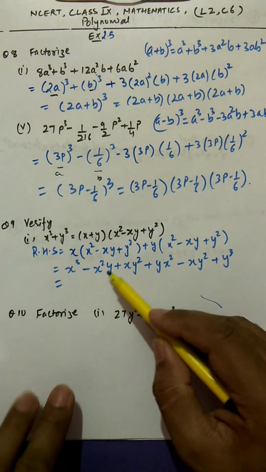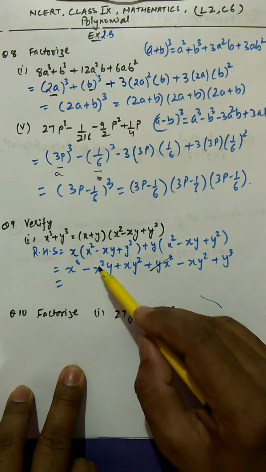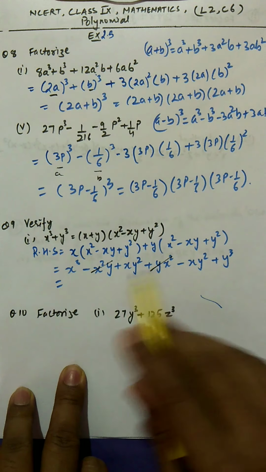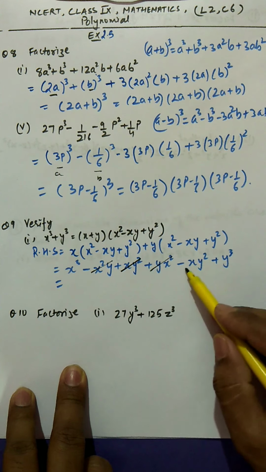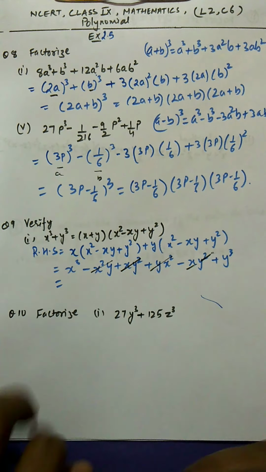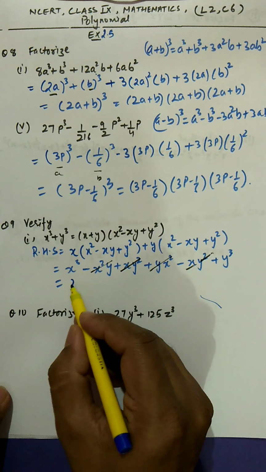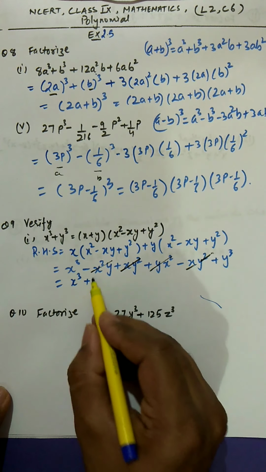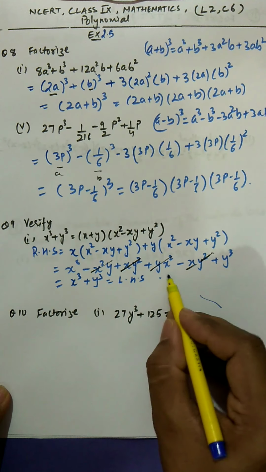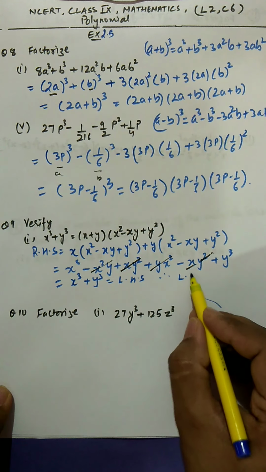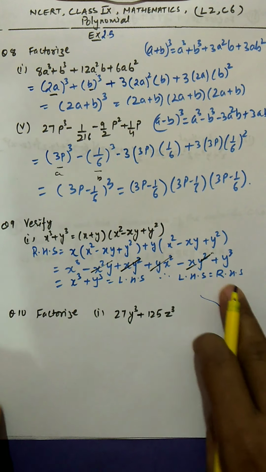How do you see? This is x square y, this is x y x square. So the same terms with negative sign and plus sign will get cancelled. Similarly, these two terms will also get cancelled. So you are left with only x cube plus y cube, and this is equal to LHS. So you have proved that LHS is equal to RHS. That is the correct meaning of verifying.